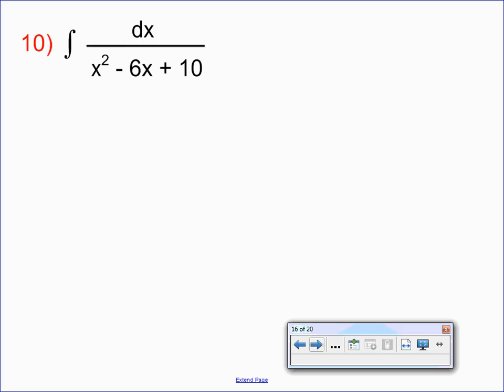All right, go ahead and tackle this then with your partner. See if you can't find an antiderivative. I'm going to pause it and then call on you to share.